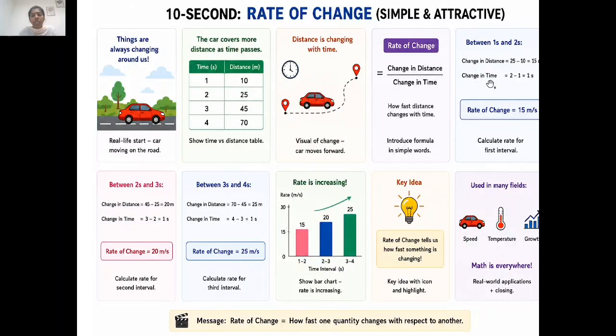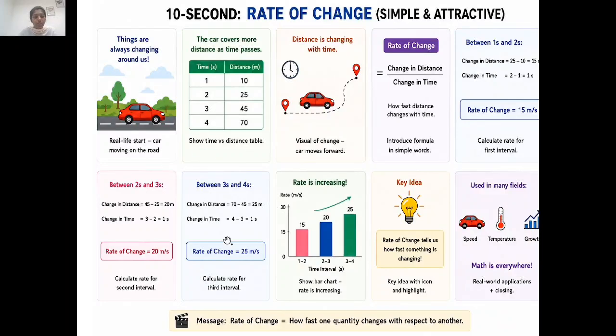Let us consider the rate of change of the distance traveled by the car from 1 to 2 seconds. The change in time is 2 minus 1, so that is 1 second. In this interval, the distance covered by the car is 25 minus 10, so it is 15. So the rate of change is 15 by 1, which is 15 meters per second. Similarly for 2 to 3 seconds, 3 minus 2 is 1, and 45 minus 25 is 20. So for 1 second, the car had a rate of change of 20 meters per second.